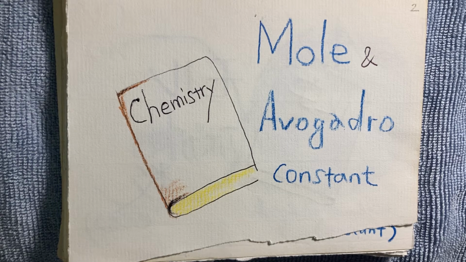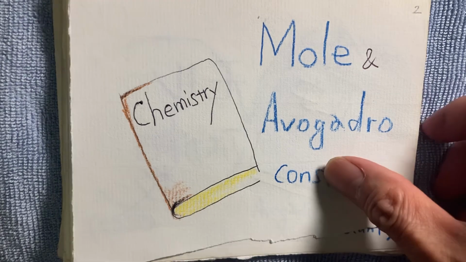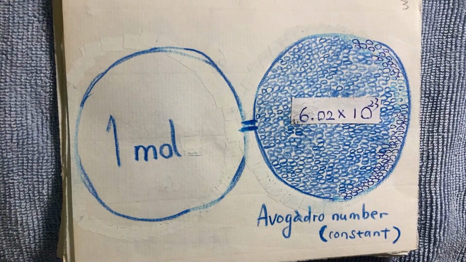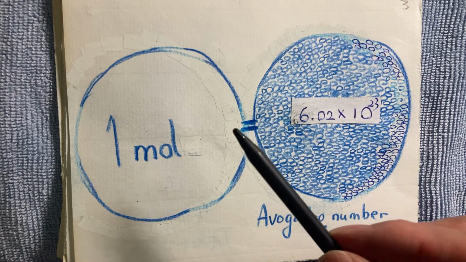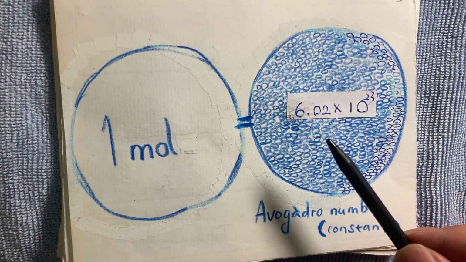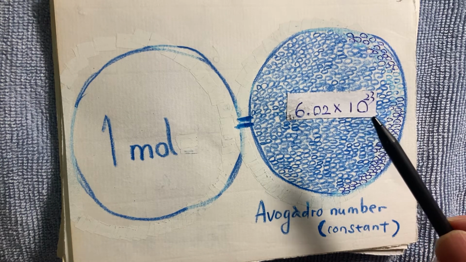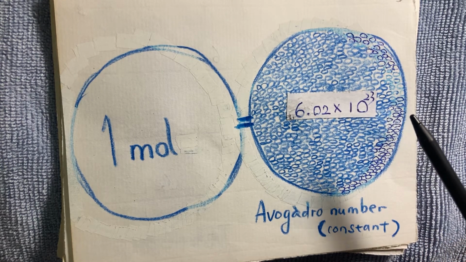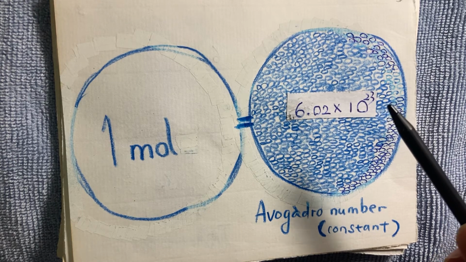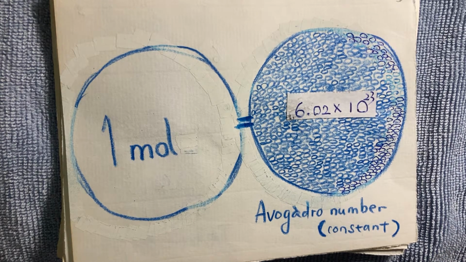Okay, so firstly, what is the mole and Avogadro constant? Let's take a look. One mole equals 6.02 times 10 to the power of 23. This is a very big, very huge number, but it is difficult to understand. So let's replace it with a common example.